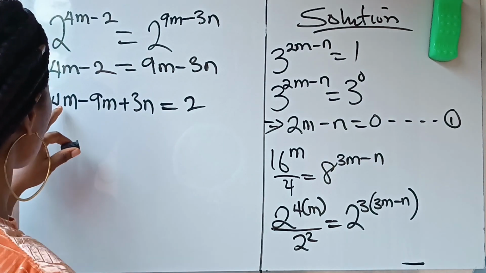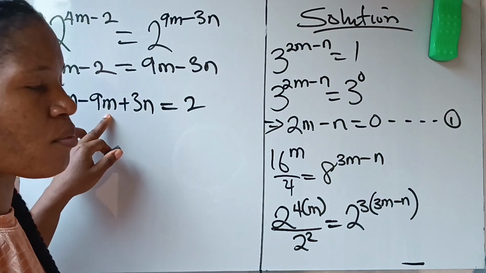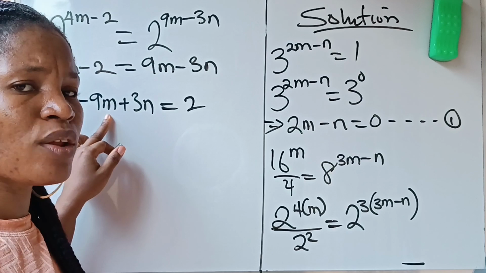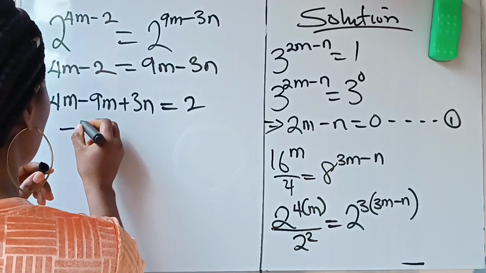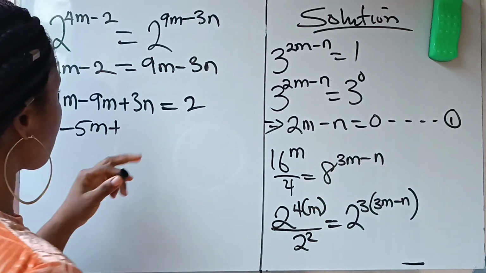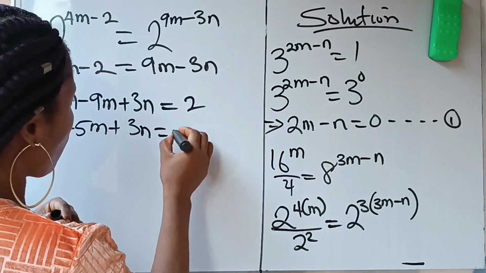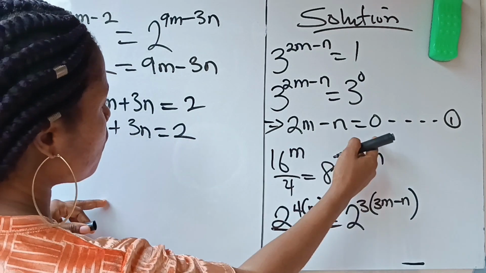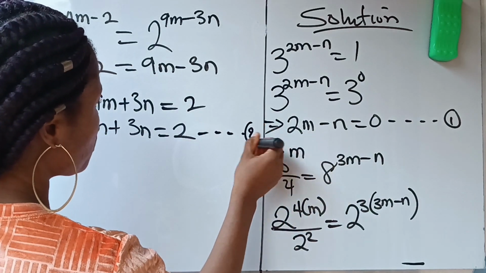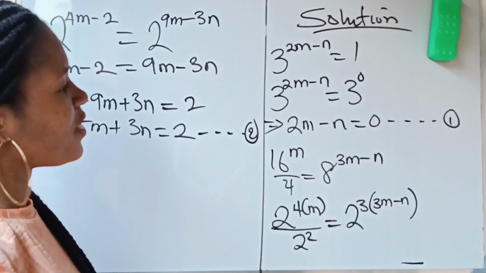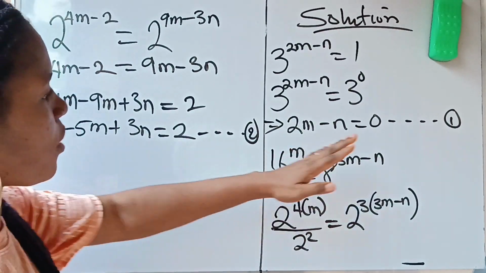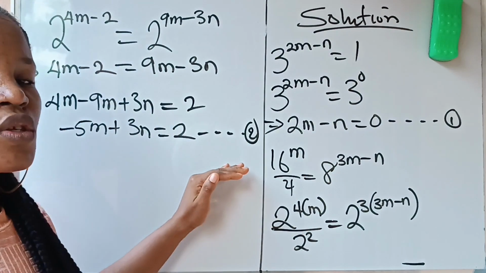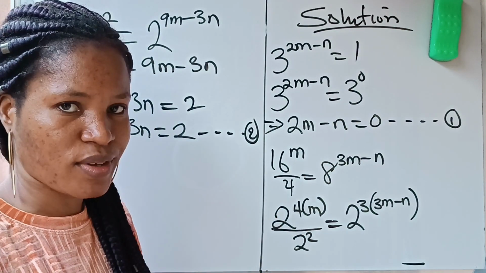We collect like terms. 4m minus 9m is going to give us minus 5m. Okay, so we have minus 5m plus 3n is equal to 2. So it's now in this form. Let's call this equation 2. So notice that we have succeeded in getting equation 1 and equation 2. So we are now going to solve this simultaneously.